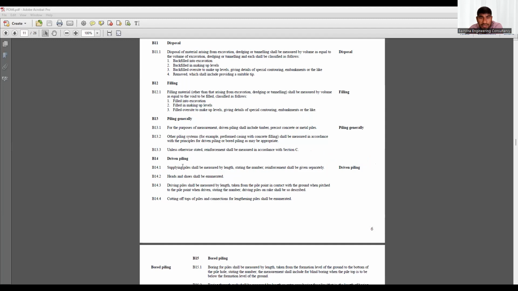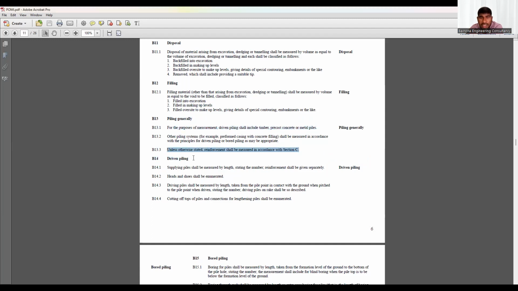For the purpose of measurement, a driven pile shall include timber, precast concrete, or metal. Guys, this is talking about piling in general. They talk generally about what piles there are, and other piling systems shall be measured in accordance with the principle of driven piles or whatever it is. Unless otherwise stated, reinforcement shall be measured in accordance with section C.